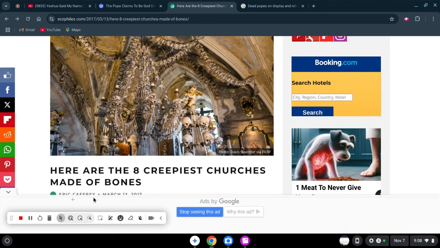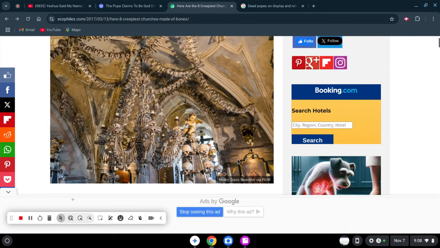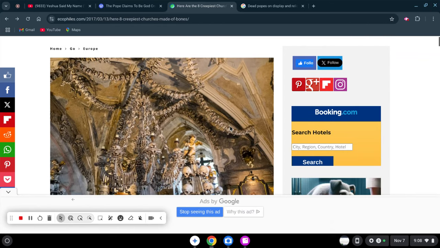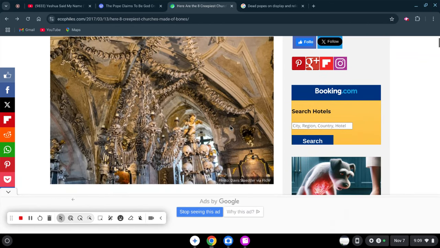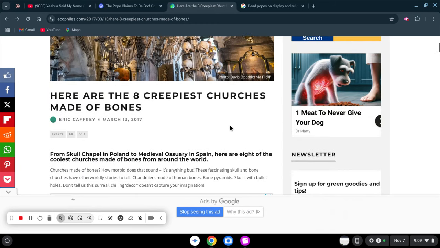Here are the 8 creepiest churches made of bones. You know, to me, no words need to be said. It's self-explanatory. It's evil. It's demonic. It's pagan. That goes without saying, you would think. But I don't know how anyone could walk into a building like this and call it godly, call it something that Yeshua would have any part of whatsoever.